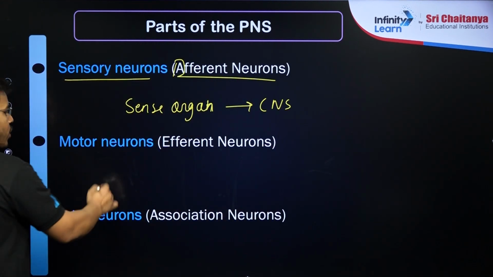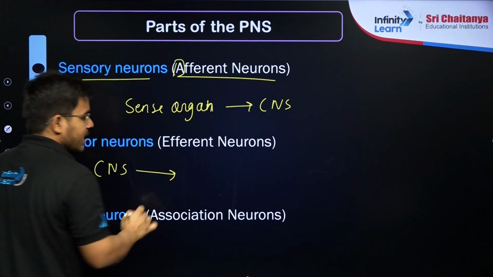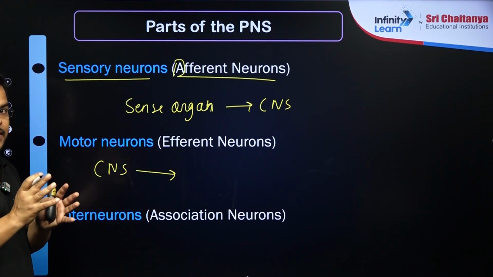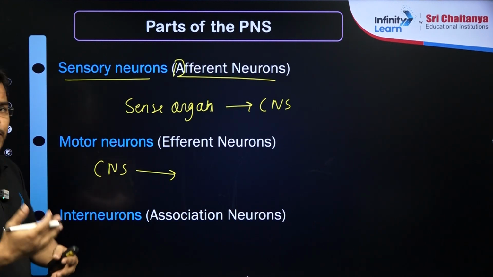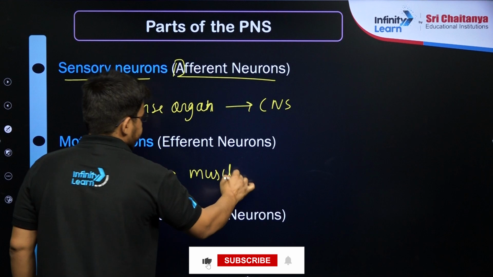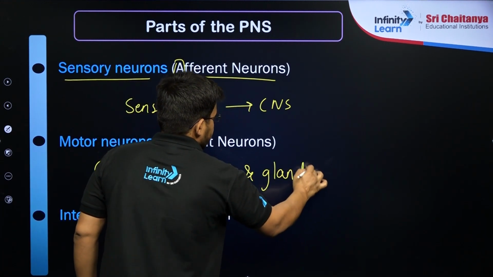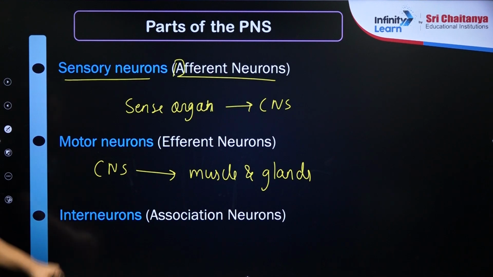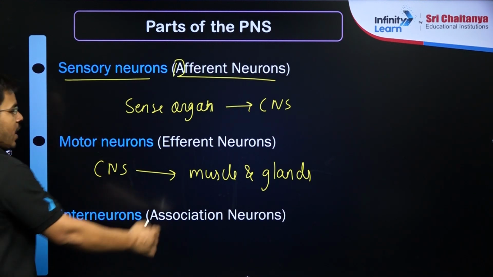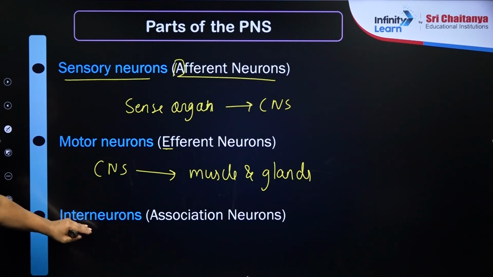Then we are having motor neurons. These particular neurons, students, or nerves, they will be carrying messages from the CNS after analysis of the message, for the response purpose, to the muscles and the glands, or you can say the effector organs. Muscles and glands are the effector organs. So these particular neurons or nerves are known as motor neurons or motor nerves, or efferent neurons, spelling will start with E.